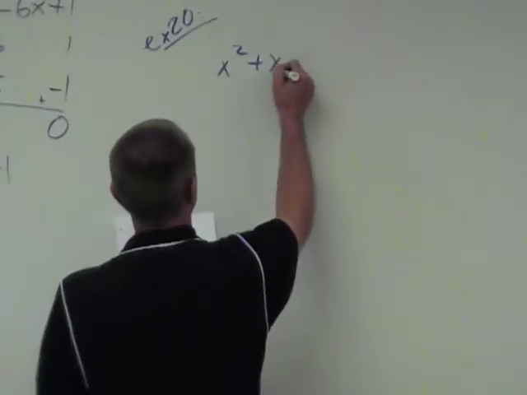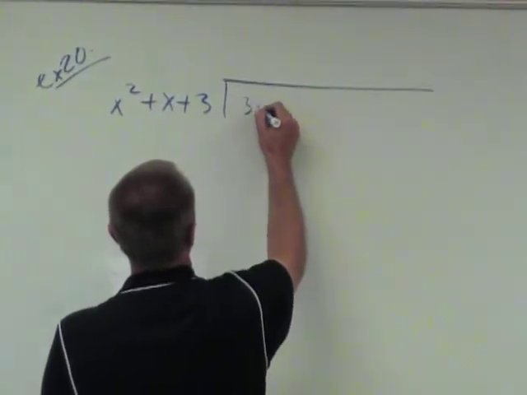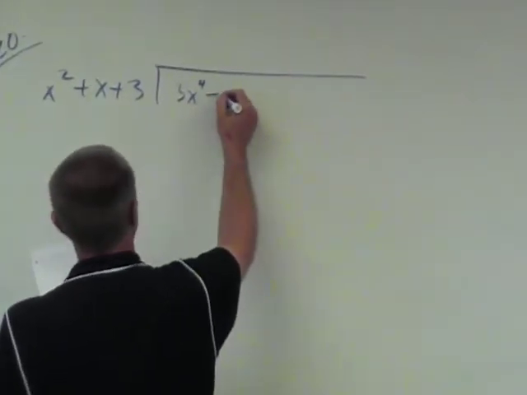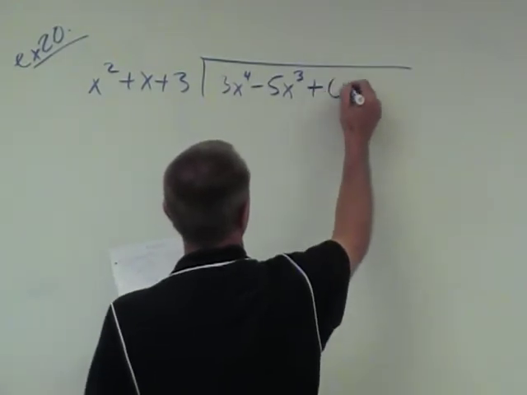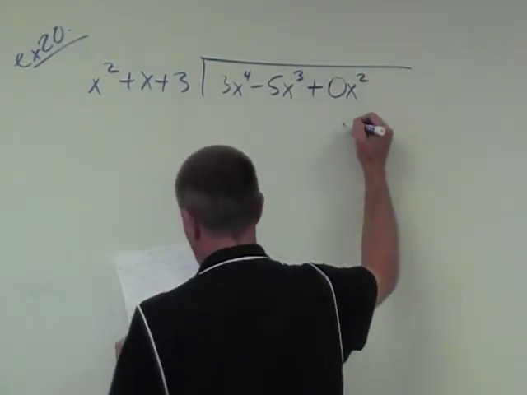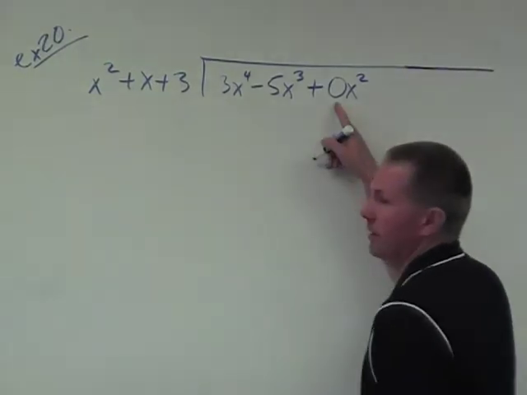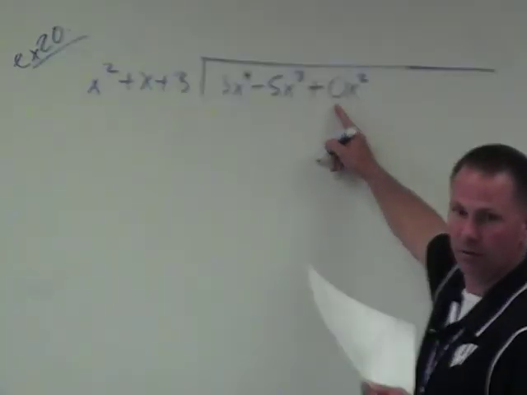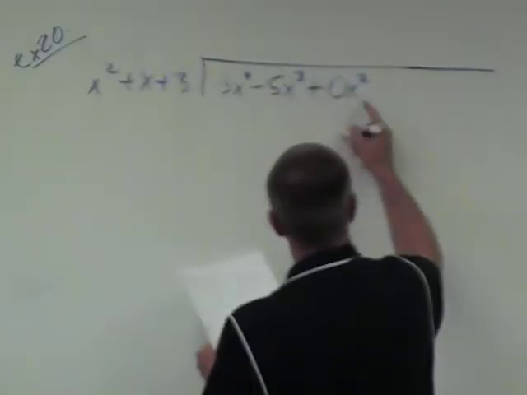3x squared plus x plus 3. That's your divisor. 3x to the fourth minus 5x cubed. Why did I put a 0 there? To hold its spot. There's really not an x squared in the polynomial that I was given. But I still have to have that position.